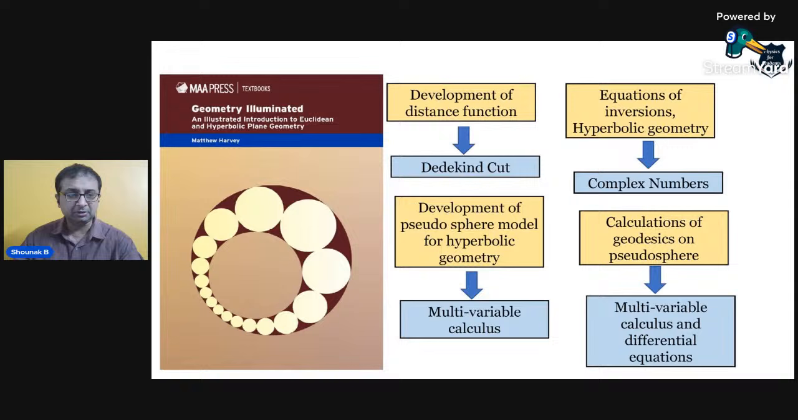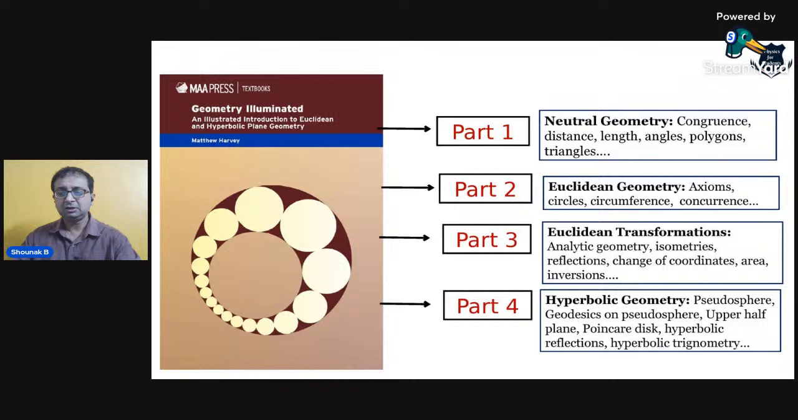Next, what the book does is this. Part one, you see neutral geometry. So it would start with neutral geometry. Neutral geometry means congruence, distance, lengths, angles, the Euclidean geometry in that way. Sometimes it is called neutral geometry.